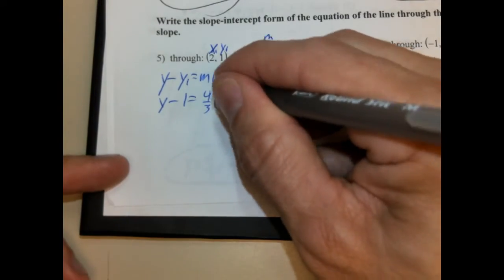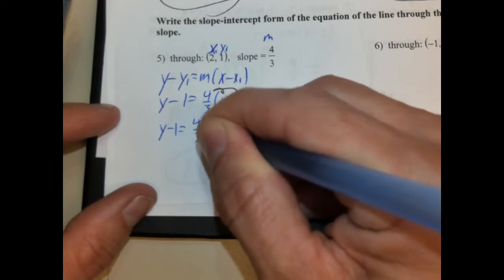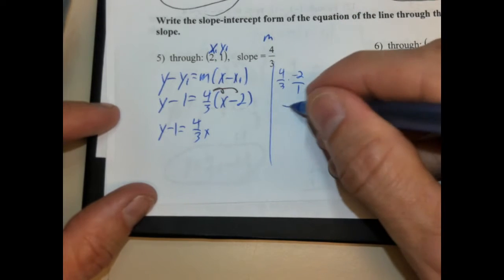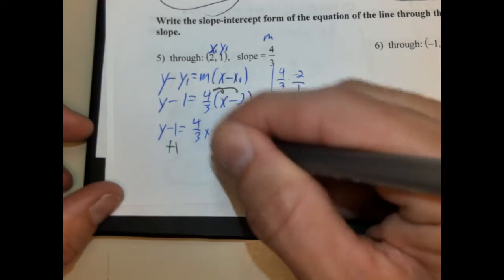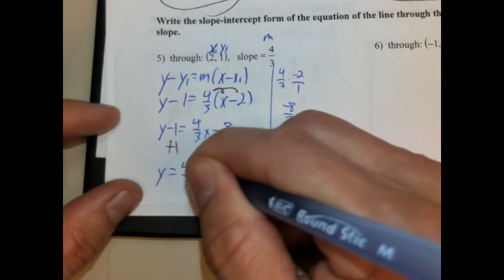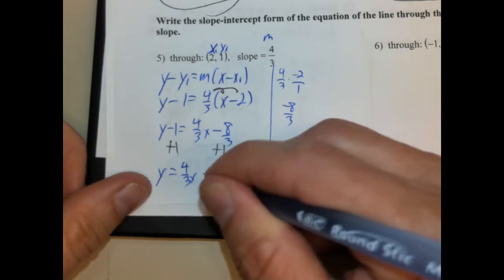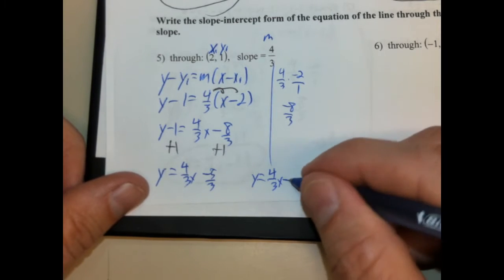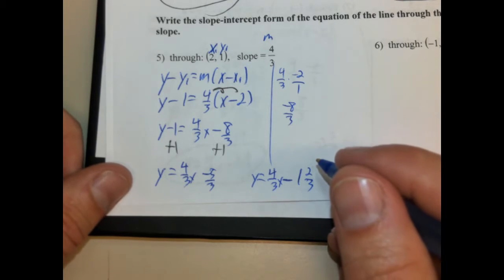I'm going to distribute the 4/3. So y minus 1 equals 4/3 x. And then 4/3 times negative 2 will equal negative 8/3. So minus 8/3. We have to add 1 to both sides. So y is going to equal 4/3 x. So we're going to take away this 3/3, so it's going to be negative 5/3. You could also write that as y equals 4/3 x minus 1 2/3. Is that right? Yeah, that's right.